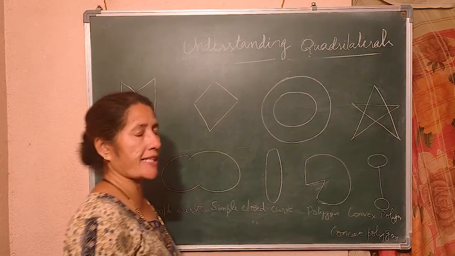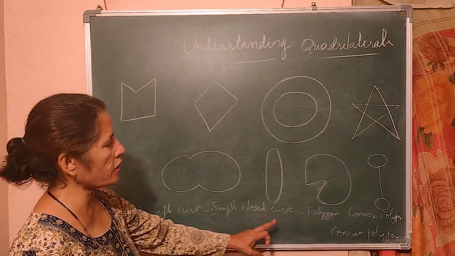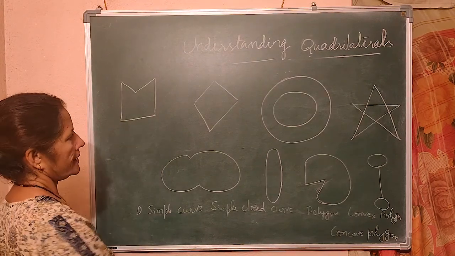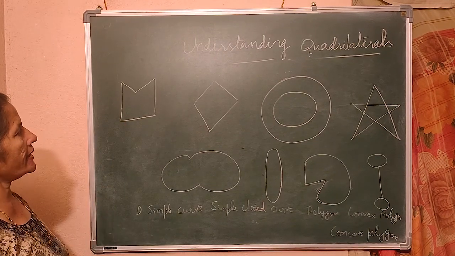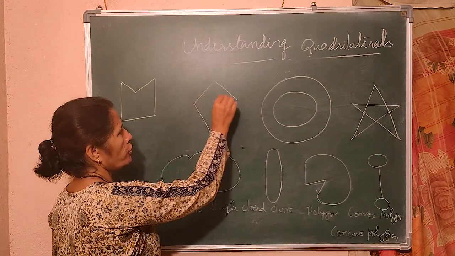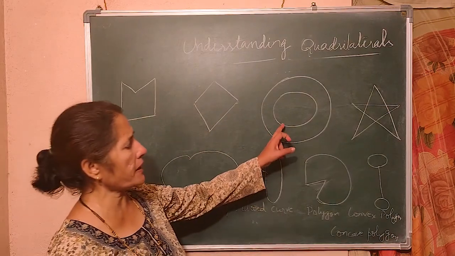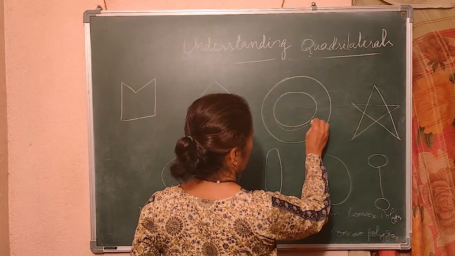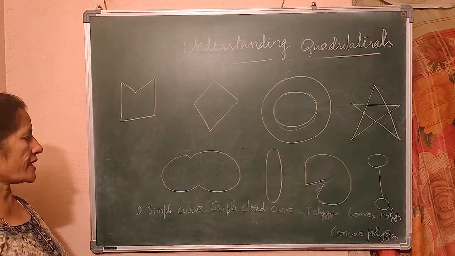The first question in the exercise is to classify them: a simple curve, simple closed curve, polygon, convex polygon, concave polygon. What is this? It's a simple curve, right? What type of polygon can you say? It is a concave polygon. It is a simple curve and it is a convex polygon. What is this? Is it a simple curve? No. Because, see, I have to draw one circle, I have to lift up, then only I can go. Right? It is not a simple curve.